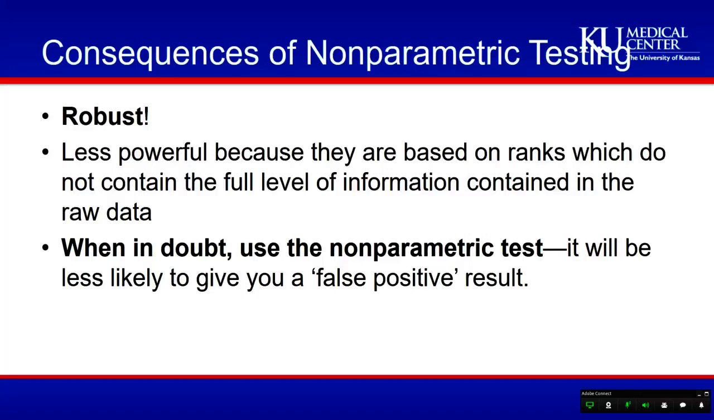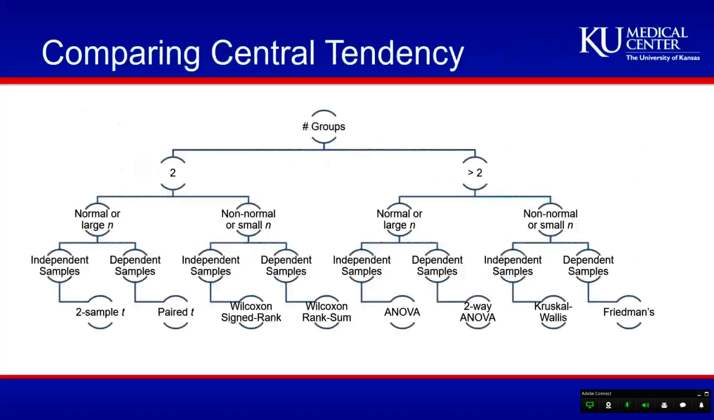And again, the loss of power has to do with the loss of information. When you strip away the exact measurement of the outcome and replace it with a rank, you're losing information. So by definition, you're going to lose a little bit of power as well. But again, a good strategy is to default to a non-parametric or robust method because it's less likely to give you a false positive result and actually give you a valid result when you have problems with your data.